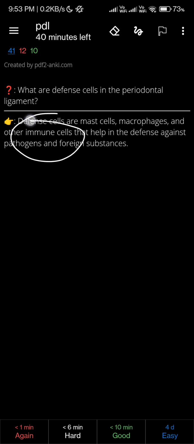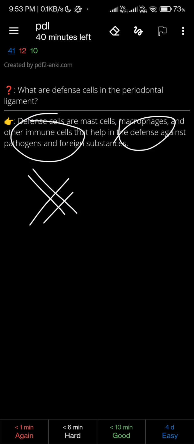Other immune cells that help to provide defense. So what is the main type of collagen in the periodontal ligament? 1, 3 and 12.